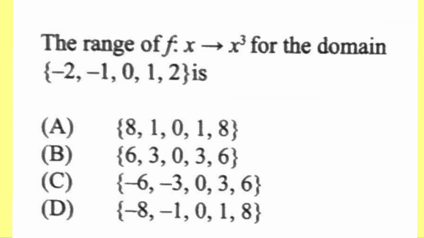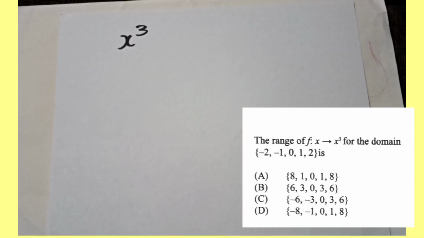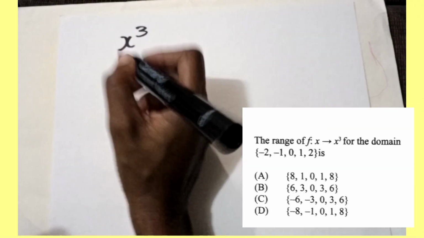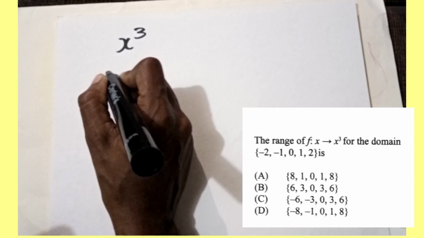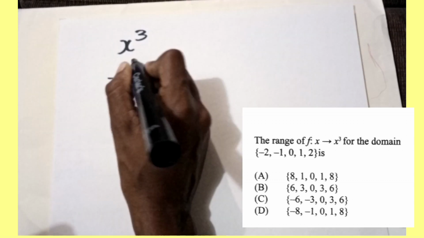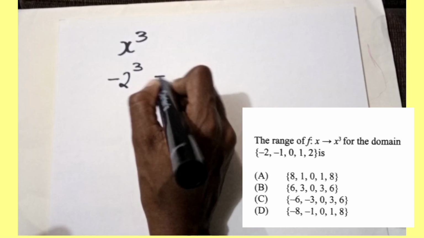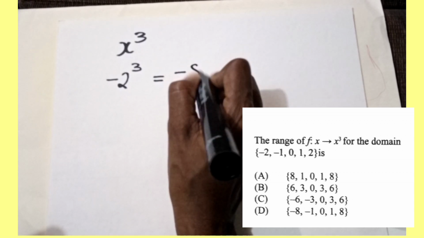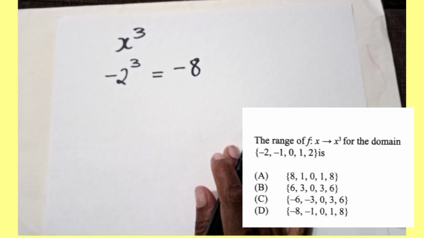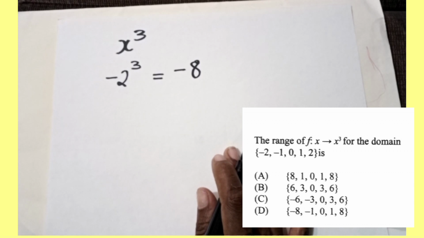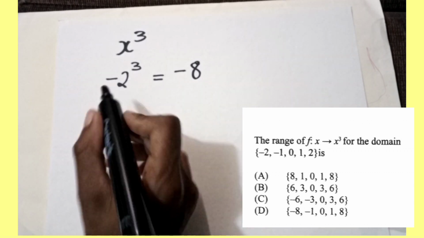So the first one is to find the range of the function f of x is mapped onto x cubed for the domain negative 2 to 2. So let us look at negative 2 cubed. That's our first value there. And the result is negative 8. From that, I would go ahead and eliminate all the other options.